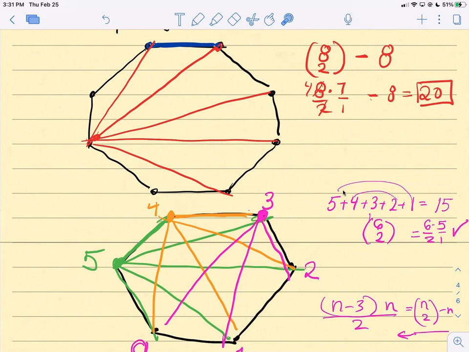So one way to do it for counting diagonals is to do n choose 2, which is all the possible pairs, and then take away the edges. But another way to think about it is n minus 3 times n, all divided by 2. It's a nice way you can see that.